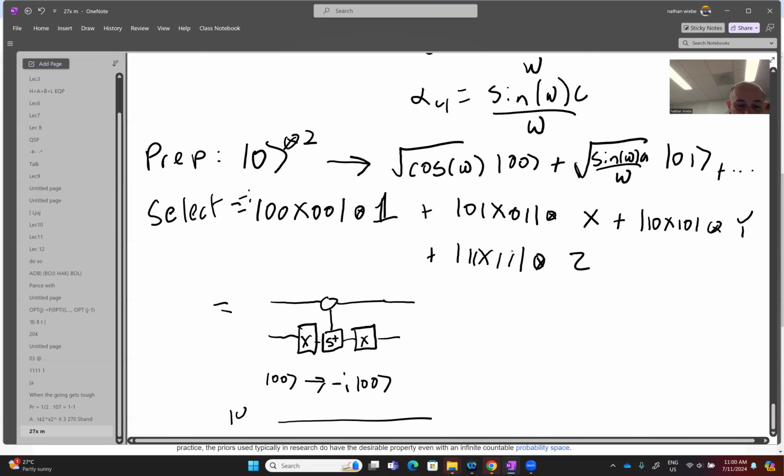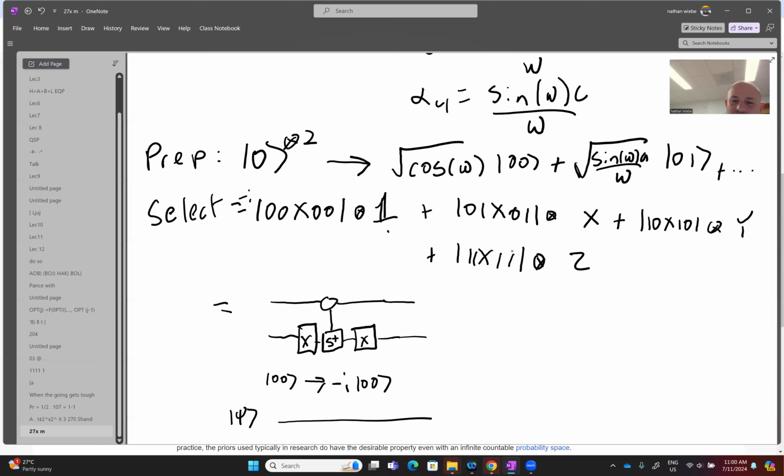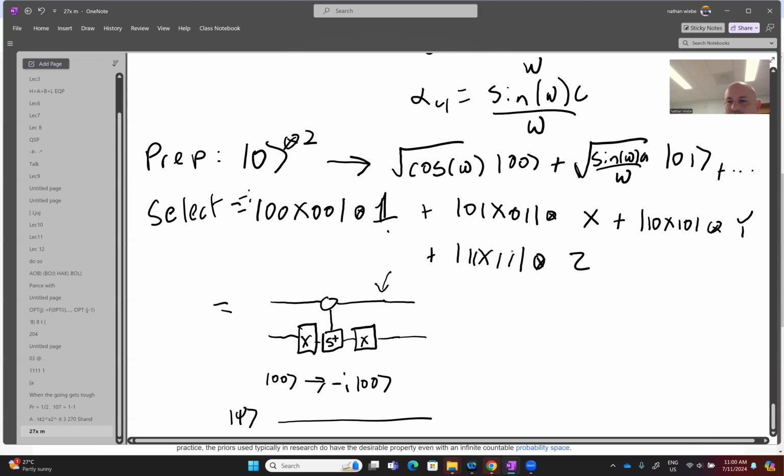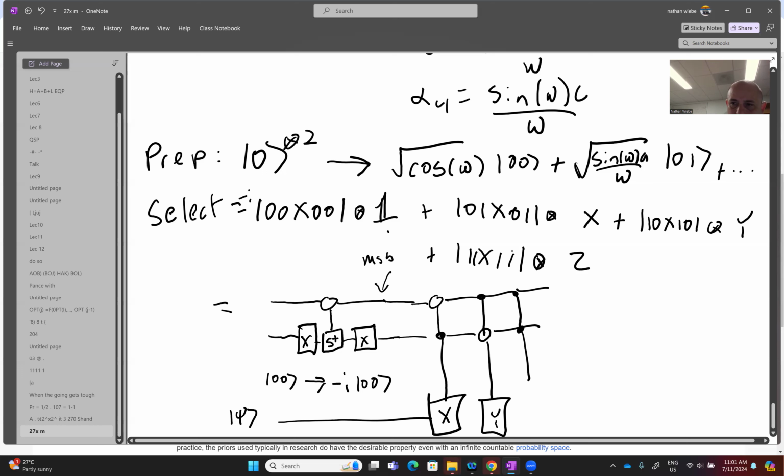So if this is the state that we want to transform down at the bottom, the second register, all that we need to do is fill in the rest of the control patterns that we end up seeing for it. So let's let this one over here be the most significant bit. Then if this is the most significant bit for our encoding, we could do it like this: controlled X, controlled Y, and controlled Z. And this will end up giving us an implementation for our select circuit.